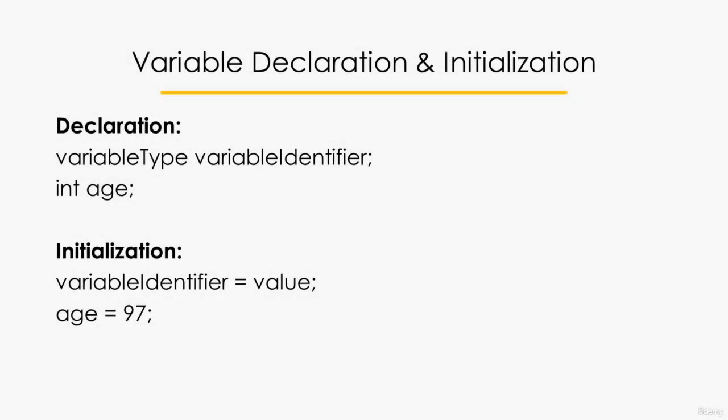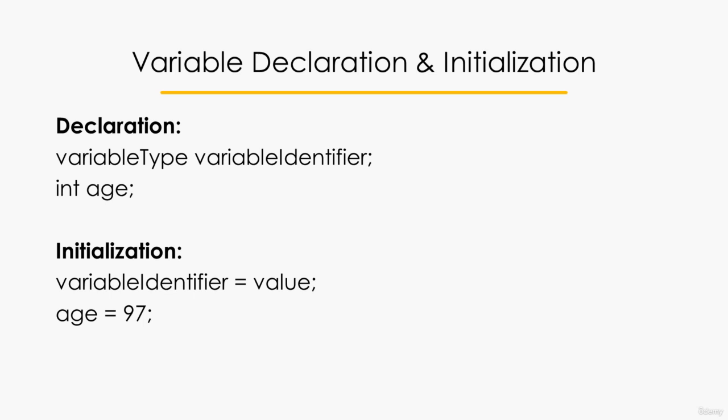So here's a quick look at variable declaration and initialization. The declaration right at the top, you have the variable type, such as int, for example, for integers or whole numbers. And then you give it a name, such as variable identifier here to the right. And you end that off again with a semicolon. That's a statement that says, go and declare some variable. We are declaring a variable of some type, in this case int, and we give it a name, such as age.